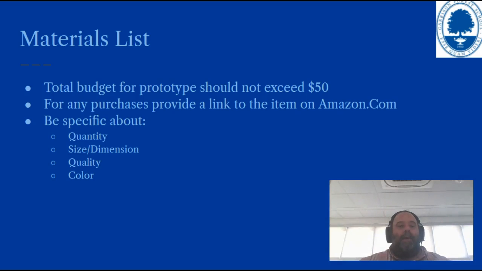So this is part of your prototype plan: a materials list that will not break the bank, that will give me links to Amazon that is specific about quantity, size, dimension, quality, and color, right? So you can use whatever is found objects in the room plus these things, okay?